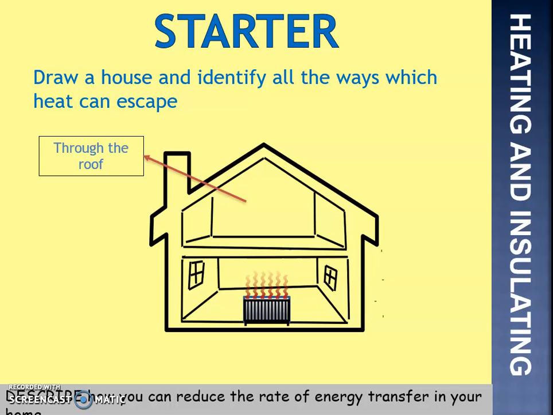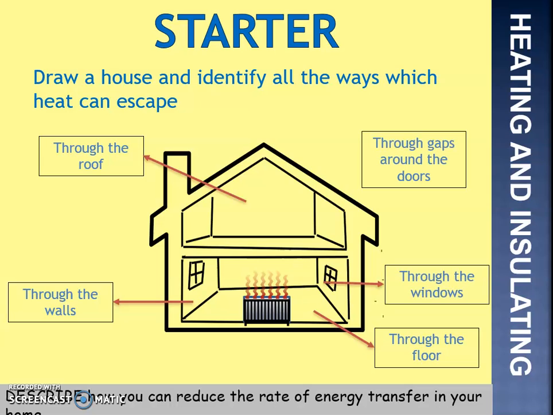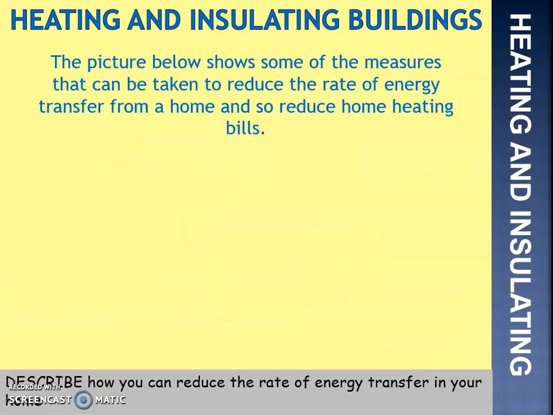Okay, so here are the ways it can escape. Heat can escape through the roof, through the walls, through the floor, through the windows, and through gaps around the doors. If we want to reduce heat being lost by houses and stop wasting that heat, we need to attempt to stop these things happening.